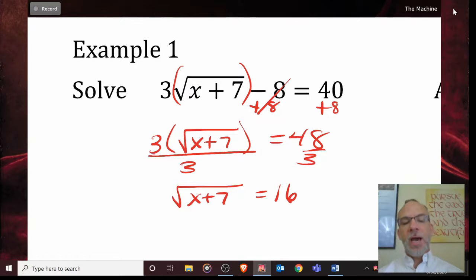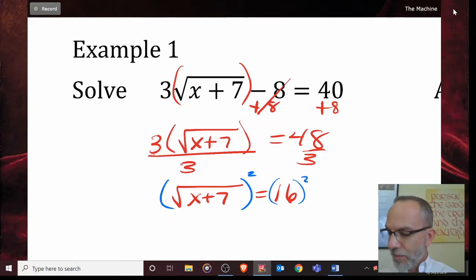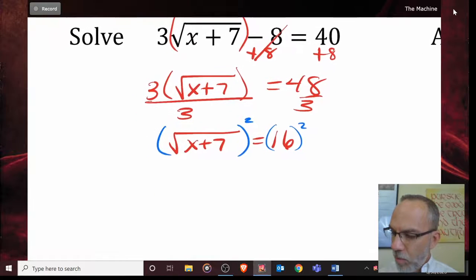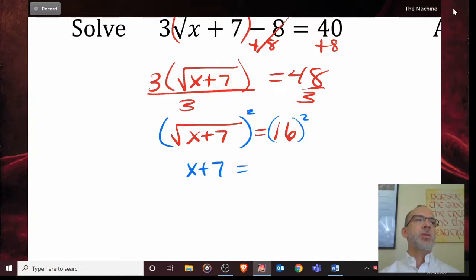Now what? How do I undo a square root? Well, I square both sides of the equation. Square the entire left-hand side, squared. Square the entire right-hand side, squared. Now what? I just get x plus 7 is equal to, oh my goodness, what's 16 squared? I should know this. 15 squared is 220. I'm embarrassed. Let me reach for my machine.